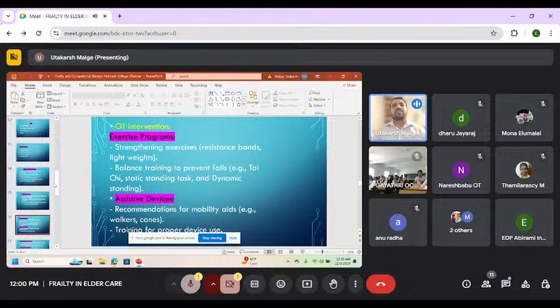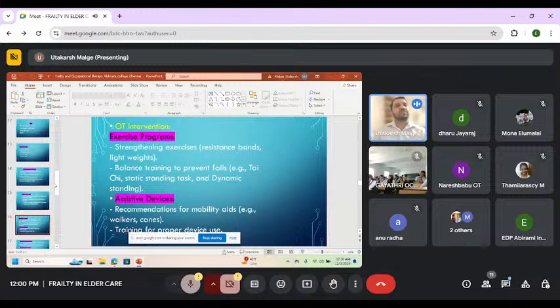You have to give the gripper, resistance band, and just the light weights. Those are just enough, just the right amount of weight for that patient, depending on their need. Then some balance exercises: static standing balance exercises, dynamic standing balance exercises, Tai Chi, and all these balance exercises.